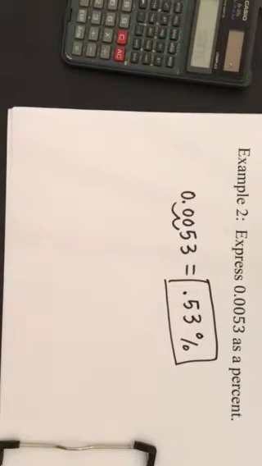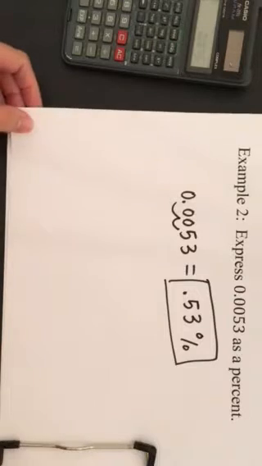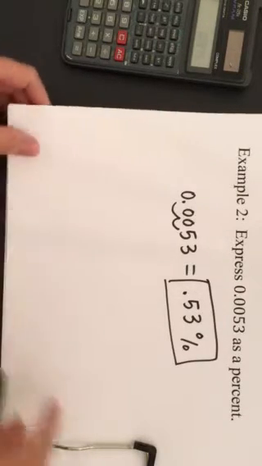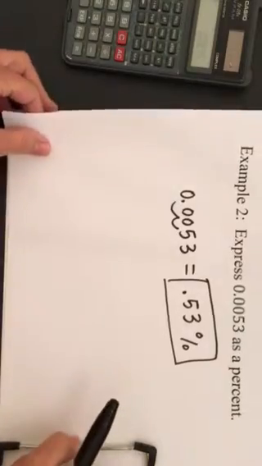Again, check on MyMathLab and see if they've already typed the percent sign for you. If they did, you would just write 0.53 in the blank.